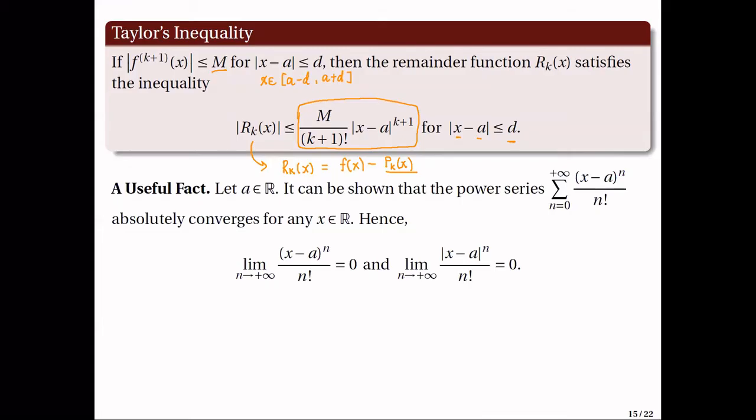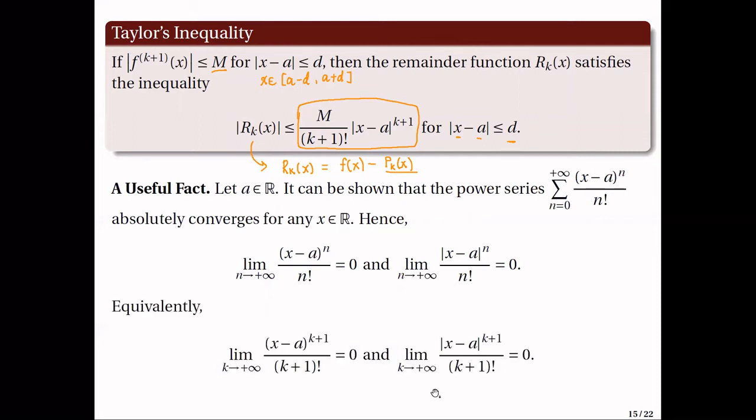So if this power series absolutely converges, then these limits are 0. Equivalently, we have the following limits. This is the limit that we want, this part. Because if we can show that the limit of this expression is 0, then this expression goes to 0.